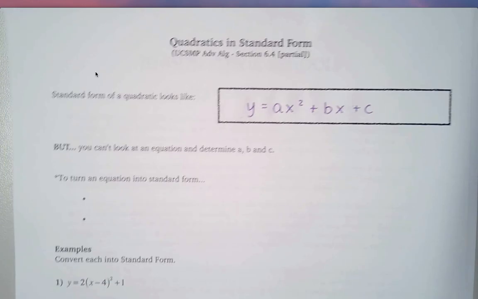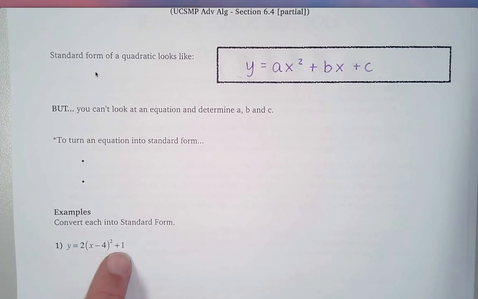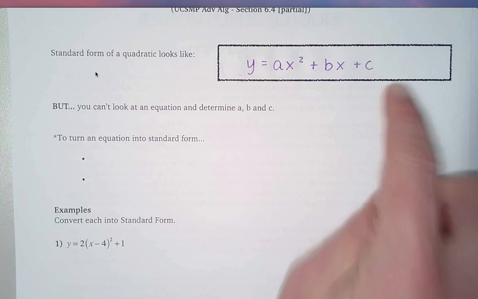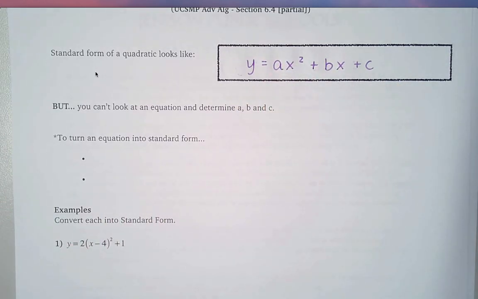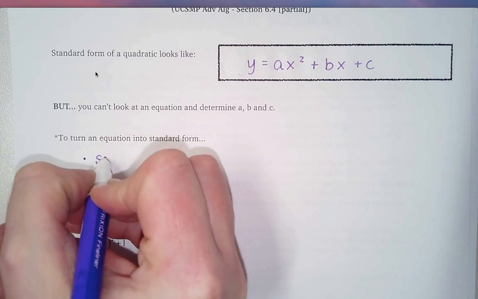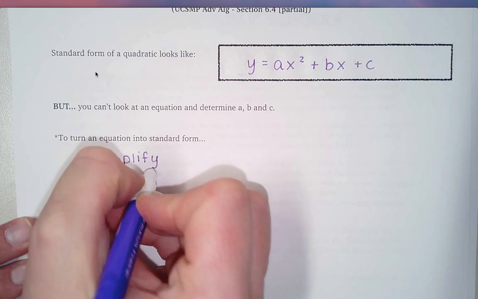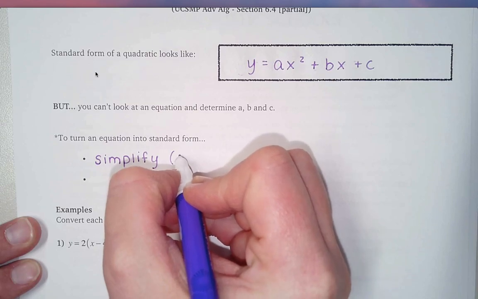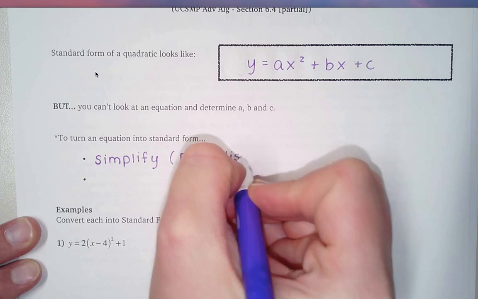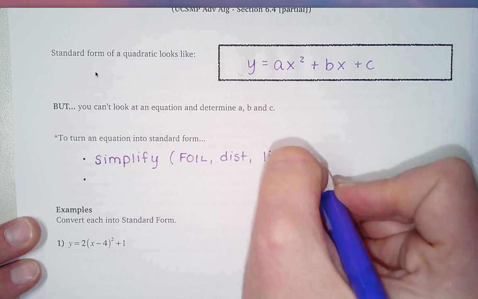But if I look at example 1 here and pick out the 2 and the 4 and the 1, those do not relate to the a, the b, and the c. There's not a direct way to figure out what a, b, and c are. So what you're going to do instead is simplify wherever you can. And when I say simplify, that includes things like FOIL, distribute, combine like terms, all that kind of stuff. It's just cleaning everything up.